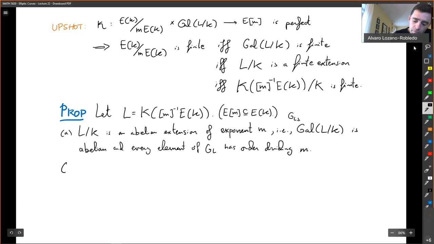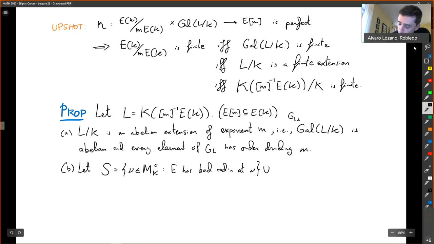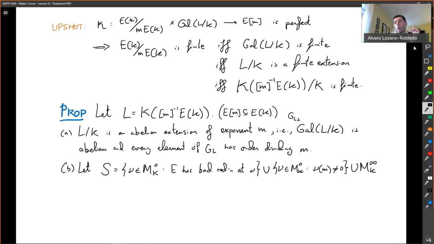And B, let a set S of places, so it's going to be the set of all, remember our notation, finite places, or places that are attached to prime ideals, such that E has a bad reduction at nu, union finite places such that the valuation of M is non-zero. So those are primes that are dividing M, union the infinite places. Okay. Notice that there is only finitely many places of bad reduction.